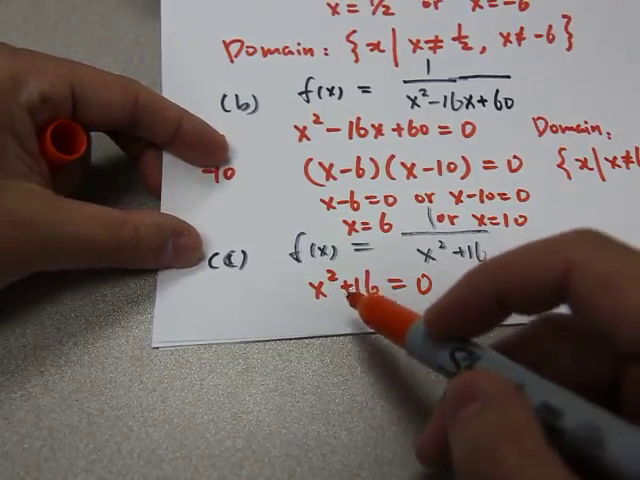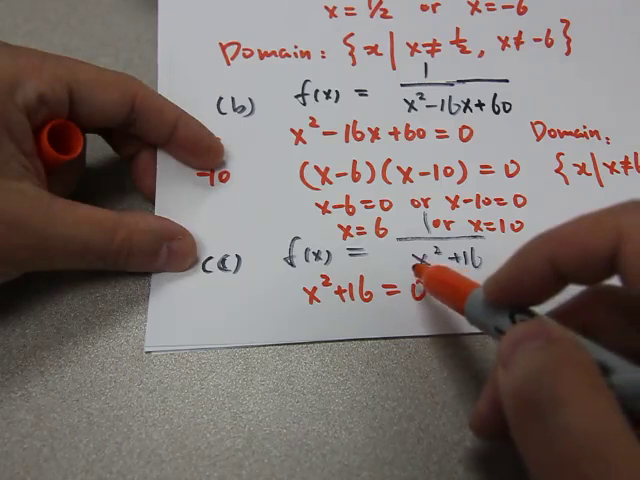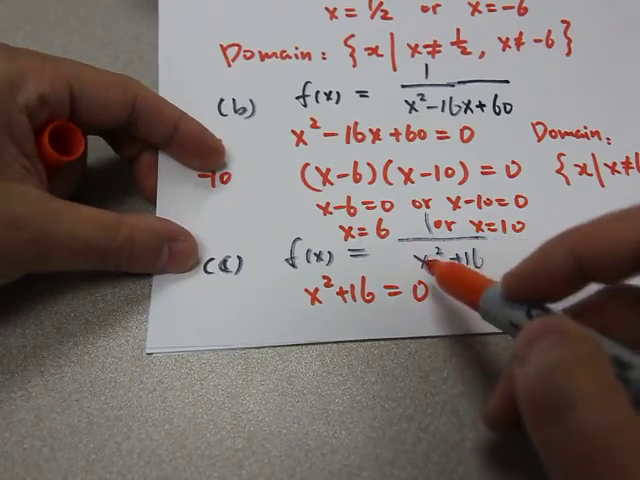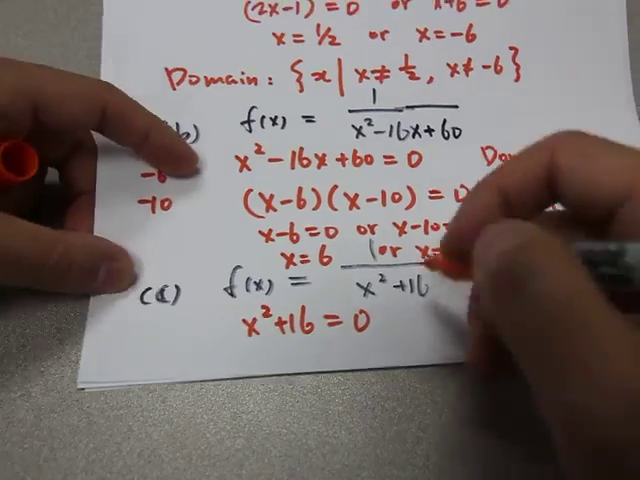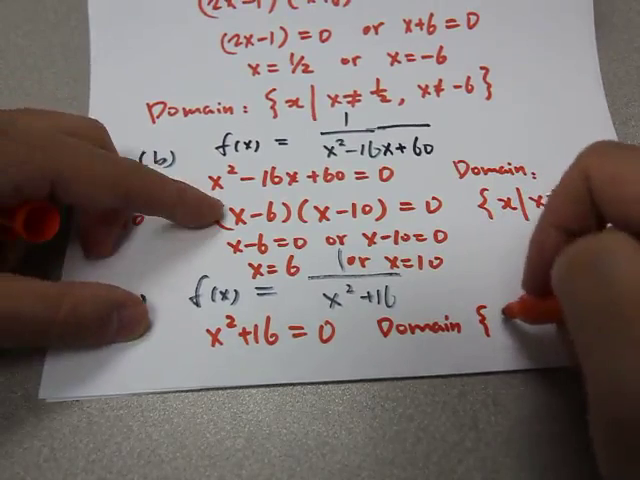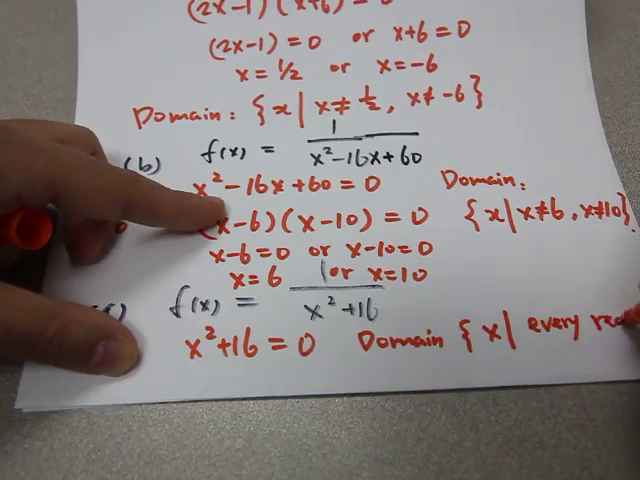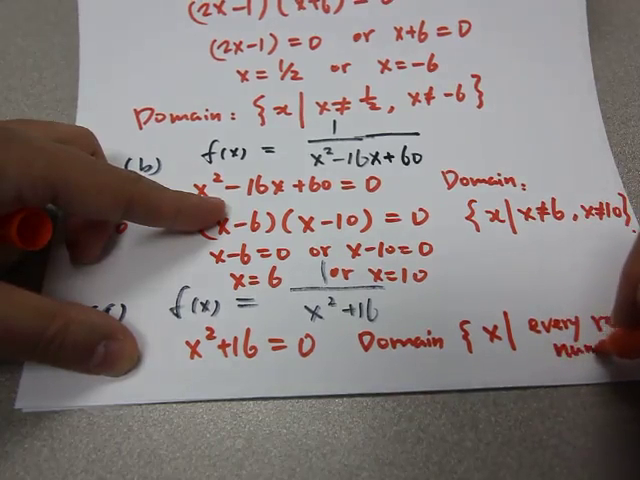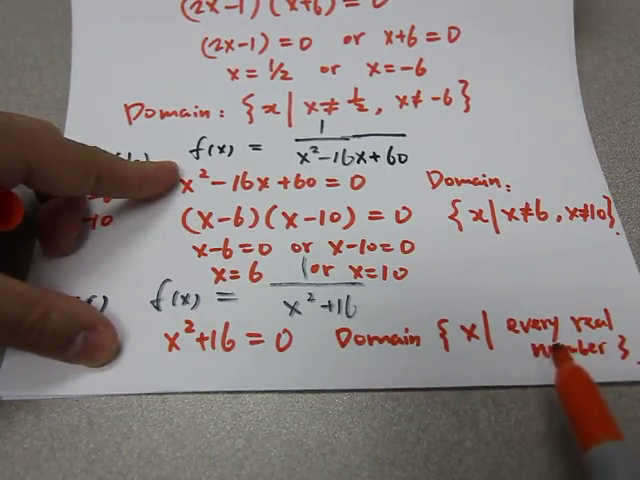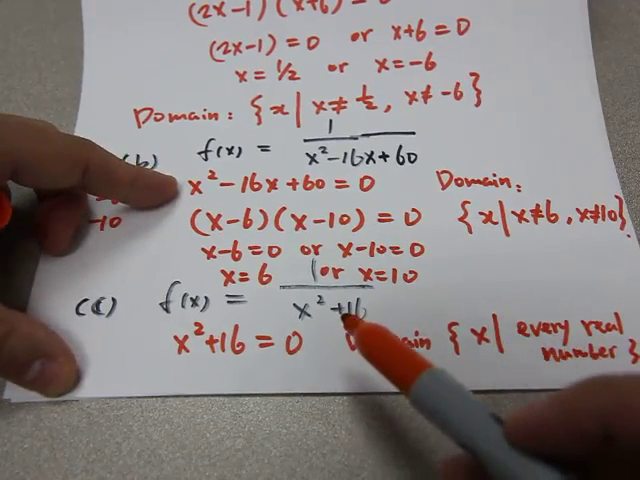So that means since there are no numbers that will make the denominator of the function to be 0, the domain is every real number. So every real number can be our input.